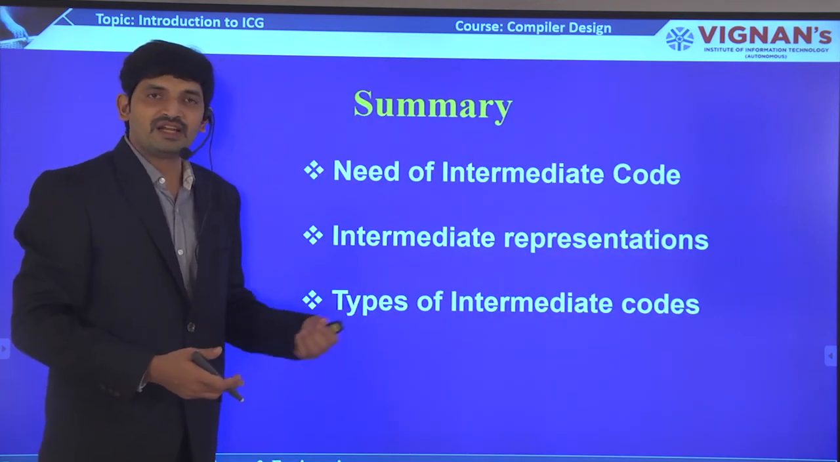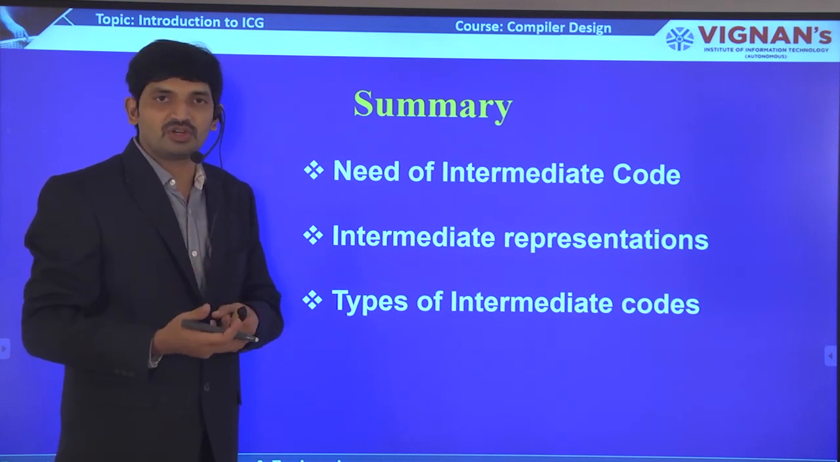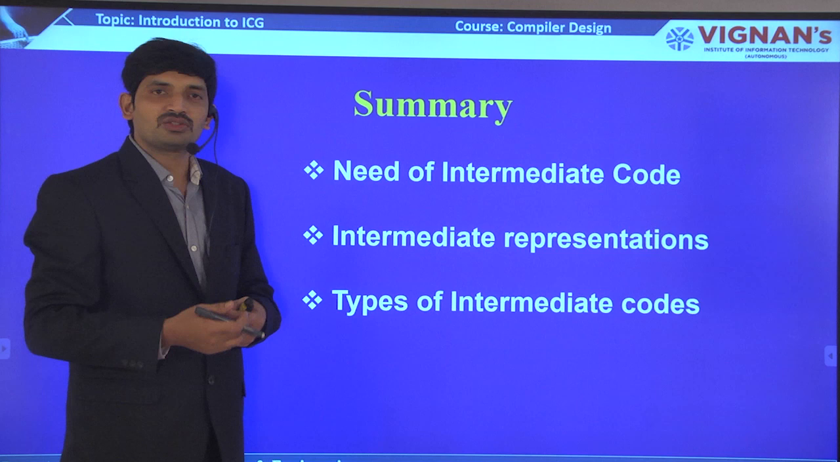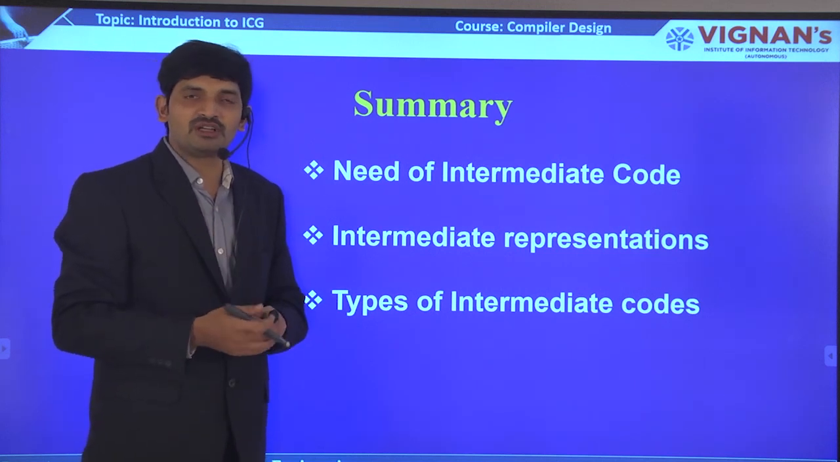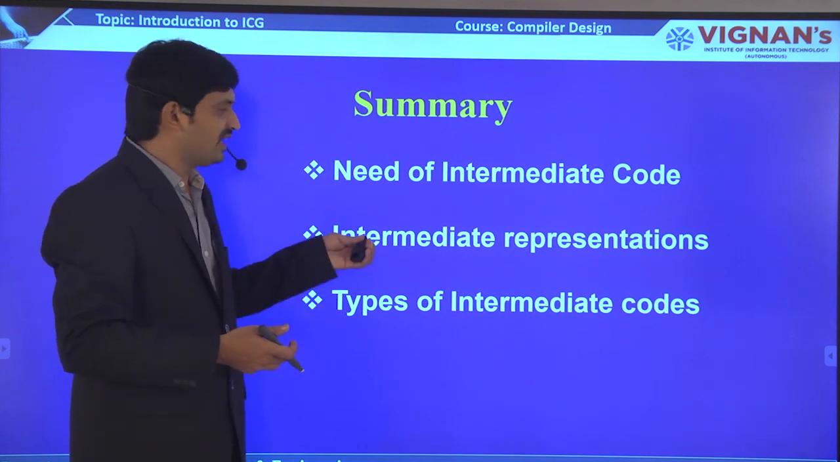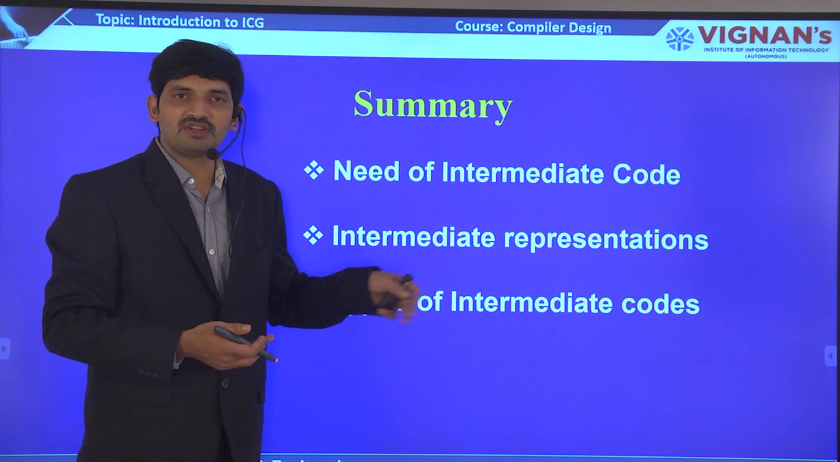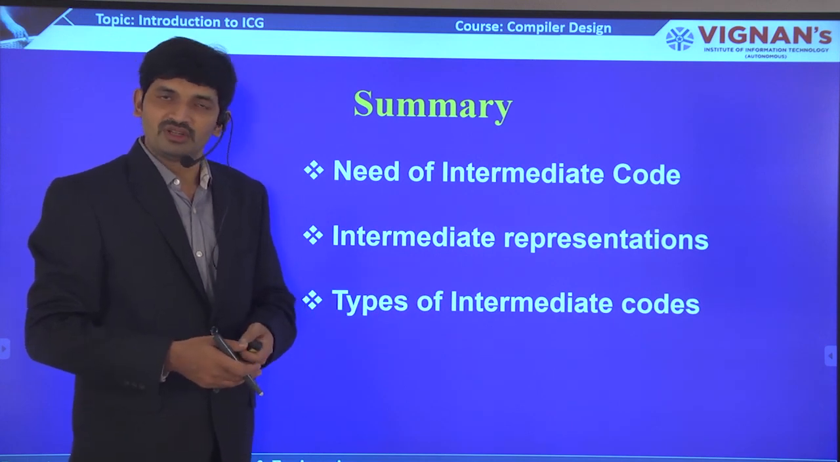In this session we learned what is the purpose of intermediate code, and if intermediate code is not there, what will happen. There must be a need of a native compiler for every source program to compile onto that machine. And we learned what are the various representations of the intermediate code, and we learned what are the various types of intermediate code. Thank you.